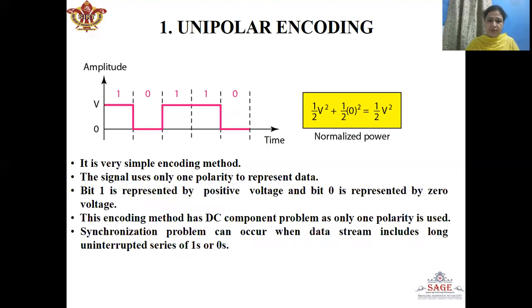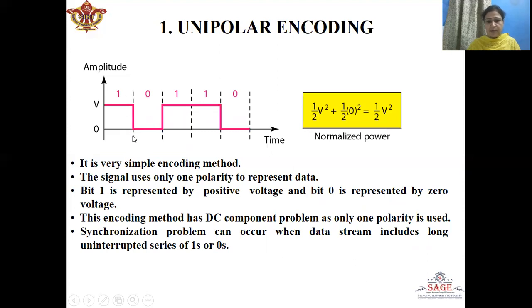Now, first, unipolar encoding. It is the simplest encoding method. It is almost obsolete today, but its simplicity provides an easy introduction to the concepts developed with more complex encoding systems. Here, the signal uses only one polarity to represent data. Bit 1 is represented by positive voltage and bit 0 is represented by zero voltage.